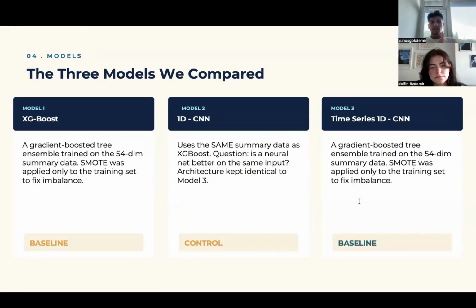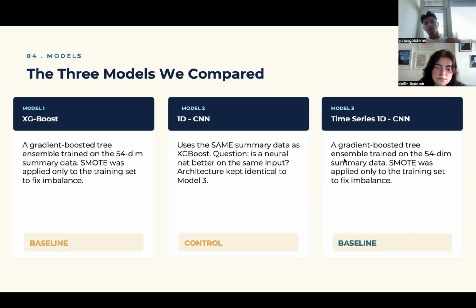Firstly, model 1 is an XGBoost, our baseline. It's a gradient boosting tree ensemble that works on the 54 dimensional summary vector. One detail worth mentioning: a few audio files got corrupted during the downloading, and our class sizes ended up slightly unbalanced.